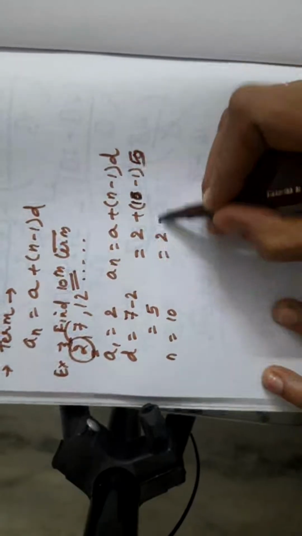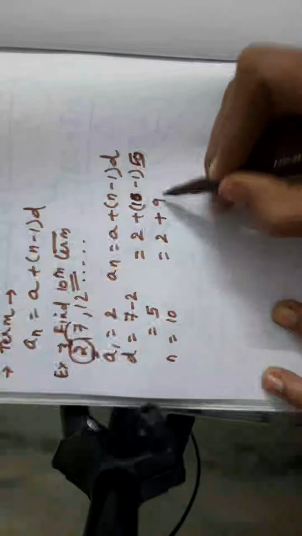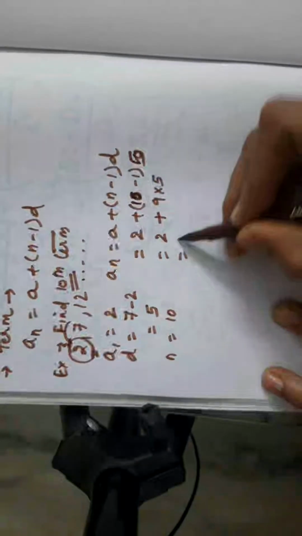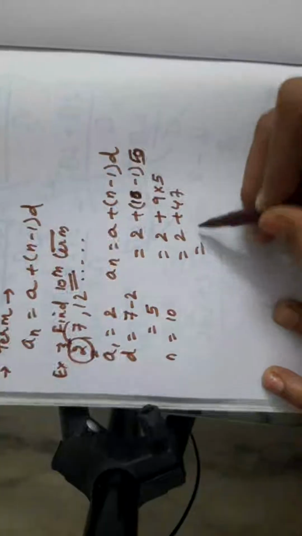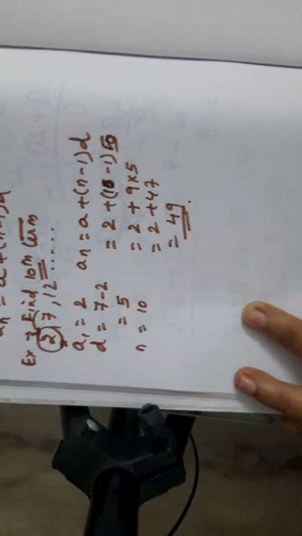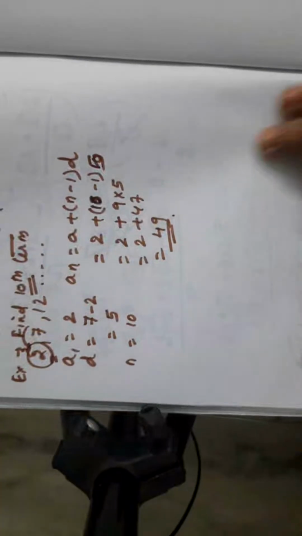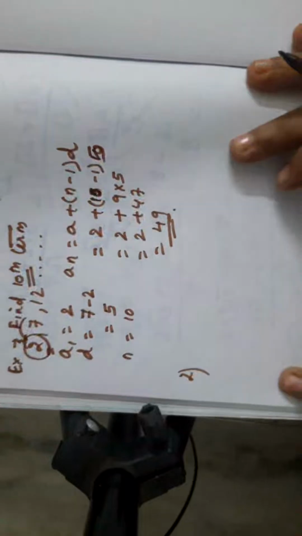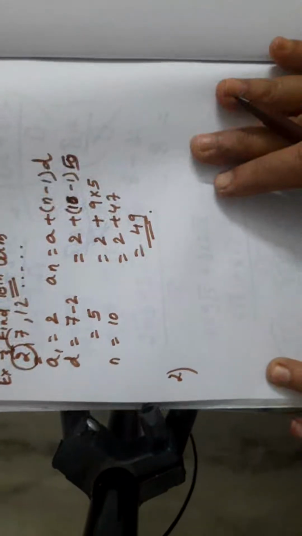So it is 2 plus (10 minus 1), which is 9, multiplied by 5. 2 plus 45, 49. So this is one kind of question which can be asked. This is the first one.